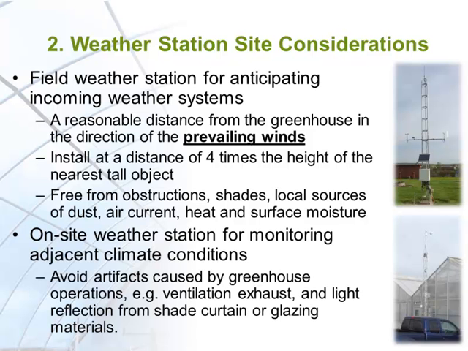For an on-site weather station, stay clear of local influences for the most representative information. For example, ventilation exhaust temperature is not representative of outdoor temperature. Light reflection from shade curtain or glazing material can affect the light level measured. In addition, local air turbulence can affect wind direction and wind speed measurements.